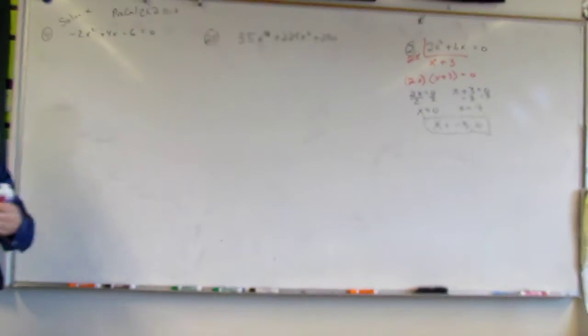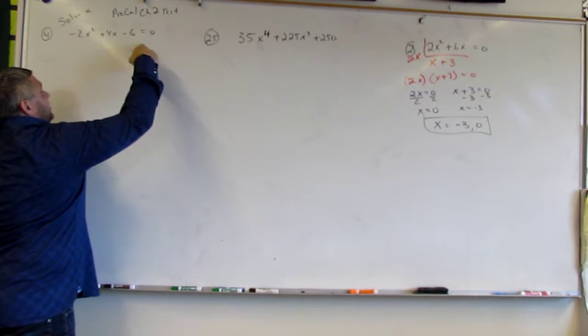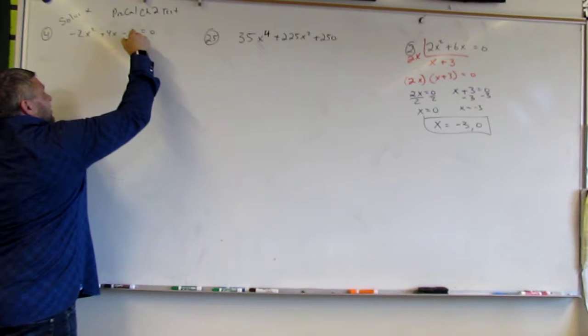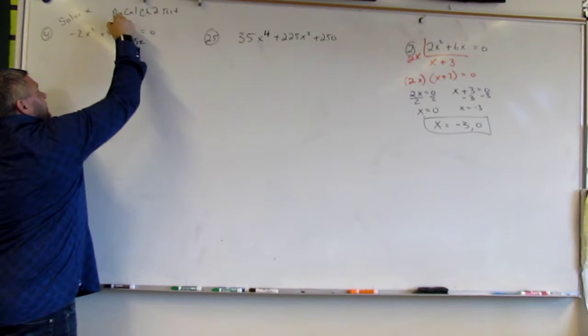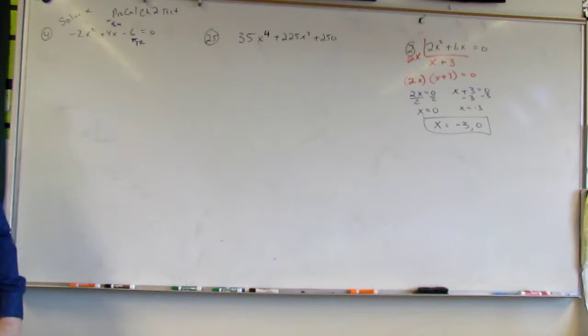This one, I want to check it. Is it factorable? The product is 12, and the sum is 4, and we're subtracting. So what two numbers multiply to be 12 and subtract to be 4? Are there any? 6 and 2. Okay. So I guess we can use that.